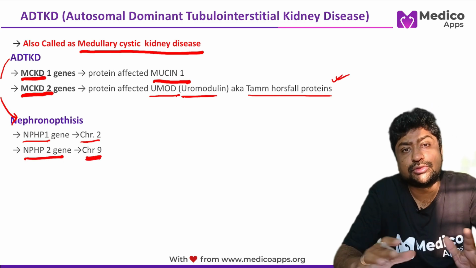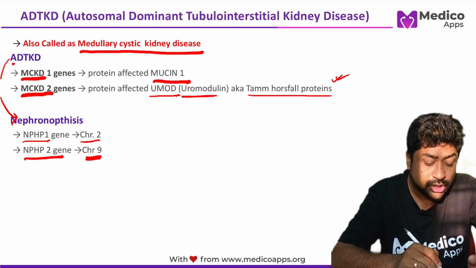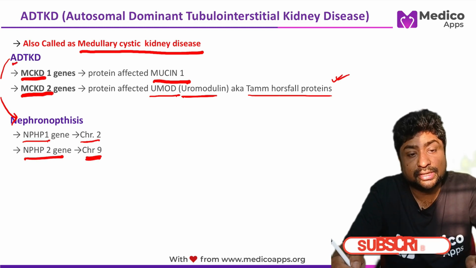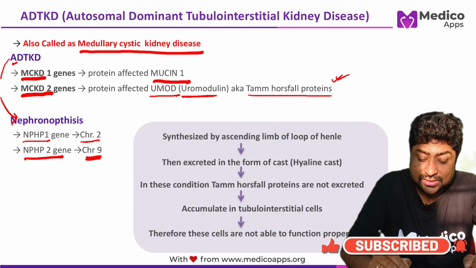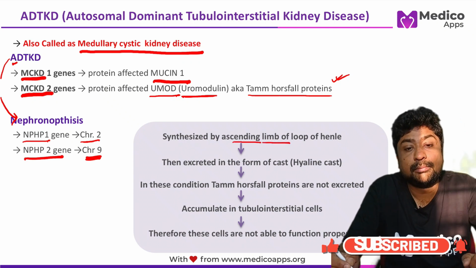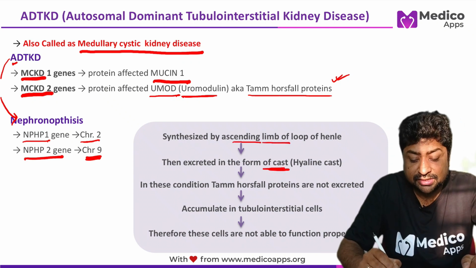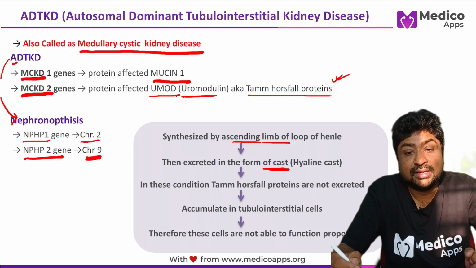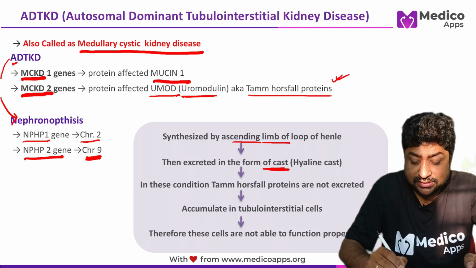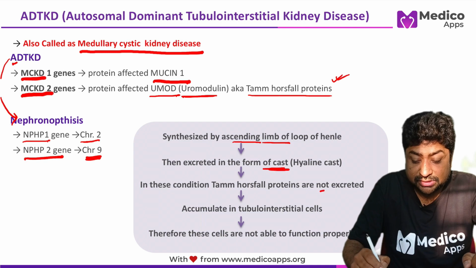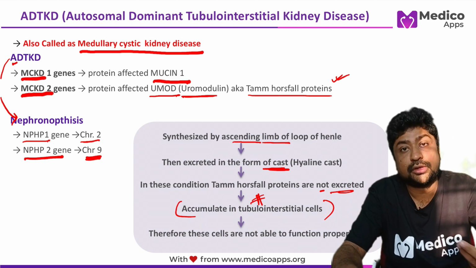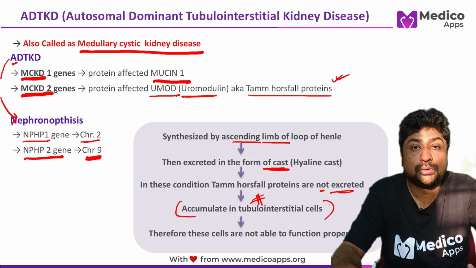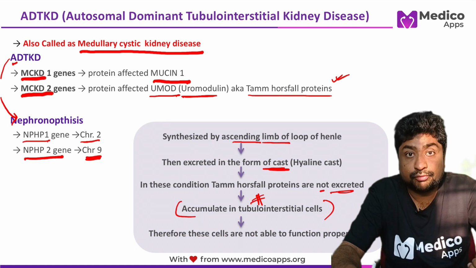And what is the basic pathogenesis in all these diseases, that is autosomal dominant tubulointerstitial kidney disease and nephronophthisis? All these proteins are synthesized by the ascending limb of the loop of Henle, and then they are excreted in the form of casts, that is hyaline casts. In these conditions they are not excreted, and they get accumulated in the tubulointerstitium, and therefore there is damage to these cells and they are not able to function properly.